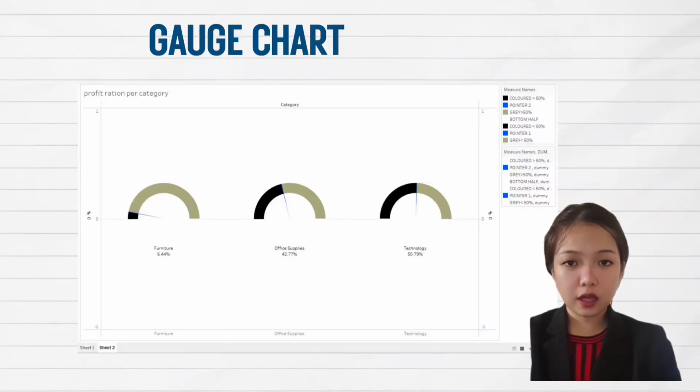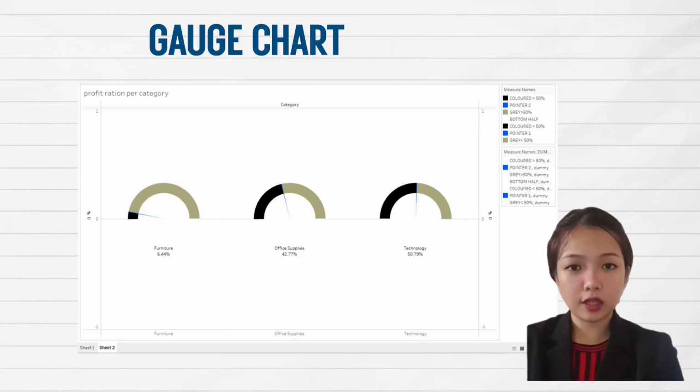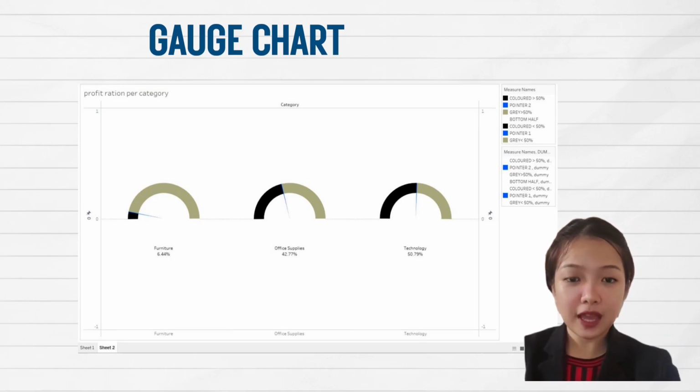Next is a gauge chart. A gauge chart visually represents data on a scale, much like a speedometer. Each category, furniture, office supplies, and technology, is a segment of the gauge chart, reflecting its respective profit across different categories. Starting with furniture, it constitutes a modest 6.44% of the total profit. This indicates a relatively lower profitability. Next, office supplies represent a substantial share, contributing 42.77% of the total profit. This category emerged as the second largest contributor, indicating a significant portion of profit stems from sales in office supplies.